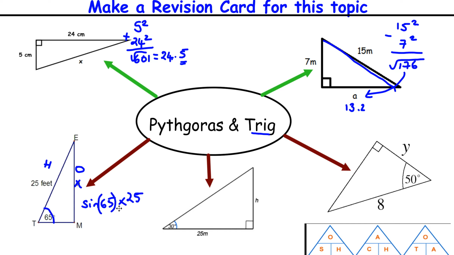So that answer is 22.7. So 22.7 feet is the length of H, remembering we were trying to find out O.